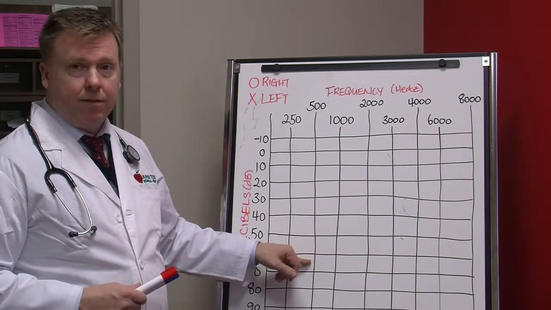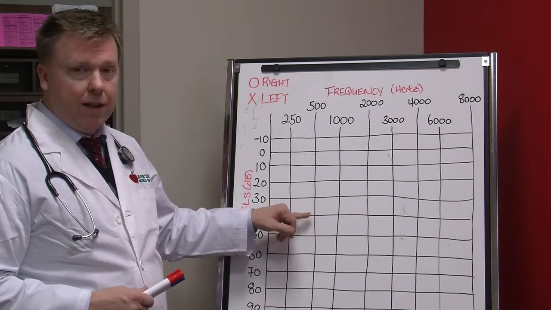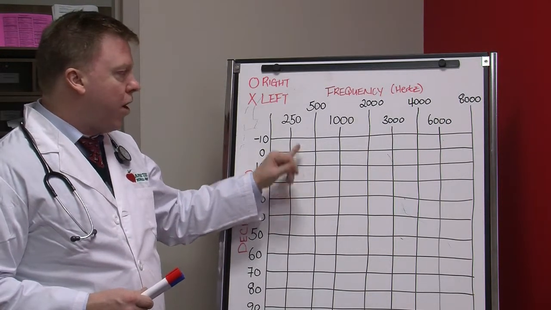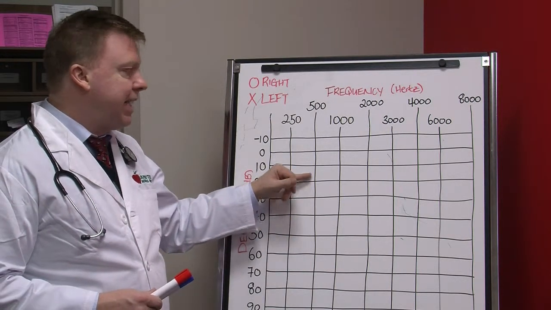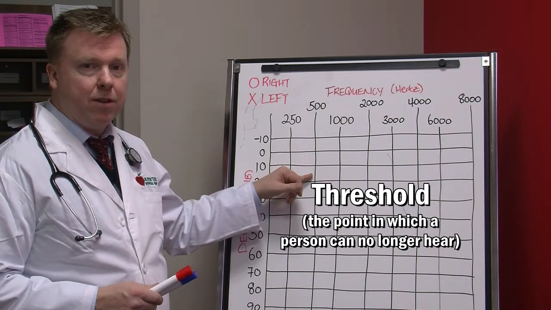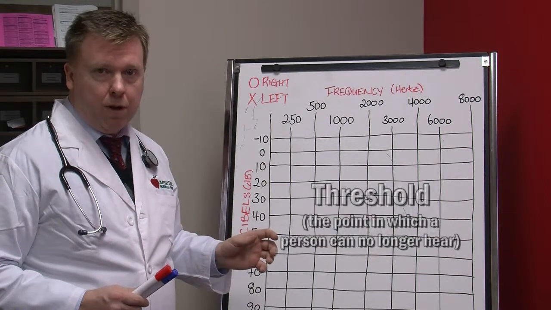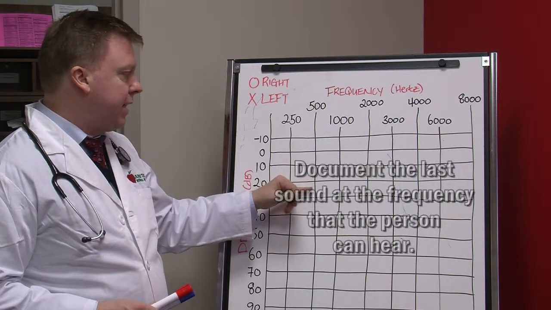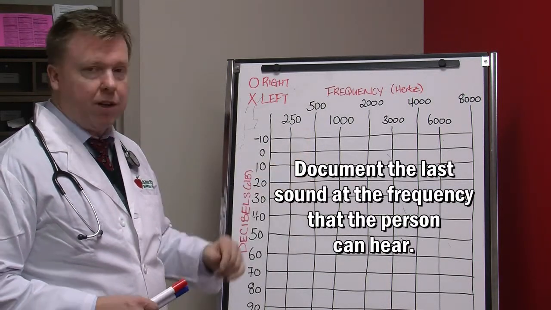And they hit a little button that says that they heard it, and we'll go to 50 decibels, and then we'll go to 40, and then we'll go to 30. And what we're doing is we're getting quieter and quieter on that frequency only. And we are actually seeking the threshold at which they can no longer hear that sound. In fact, this is called a pure tone threshold test, because what we're then documenting is the last quietest sound at that frequency that the person could hear.